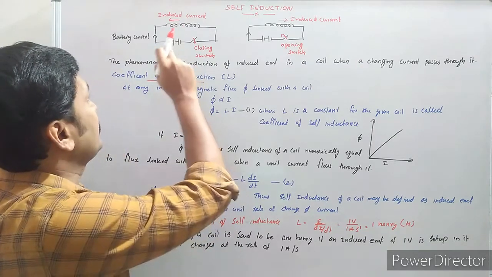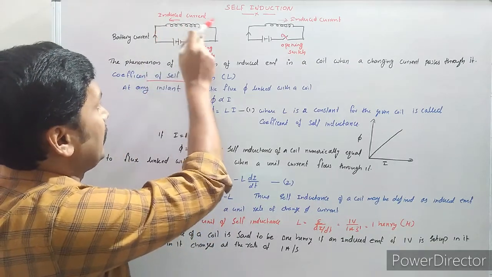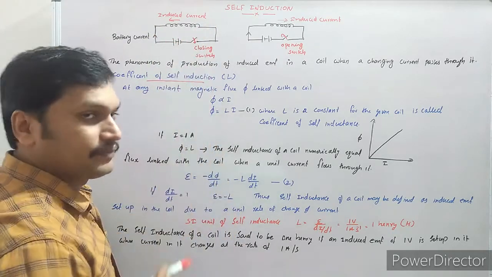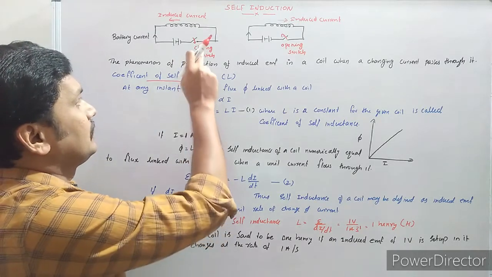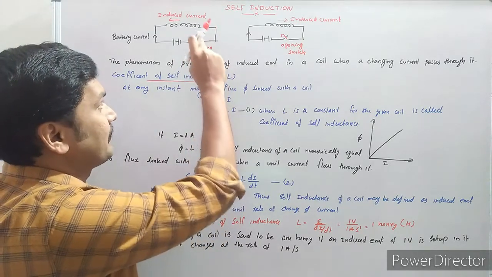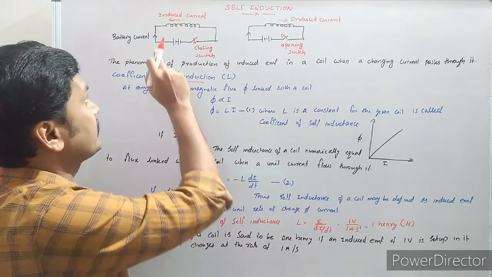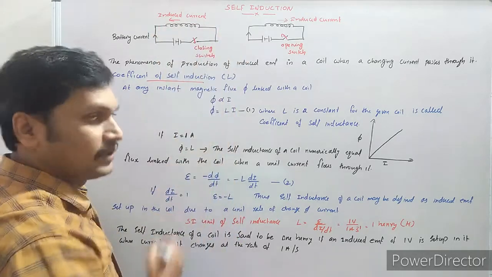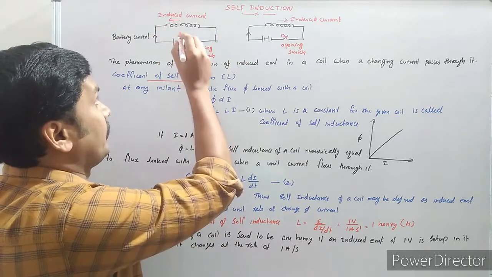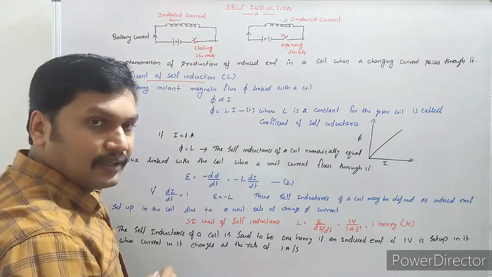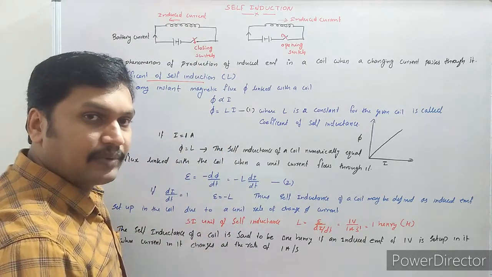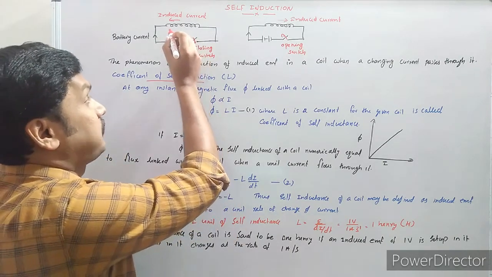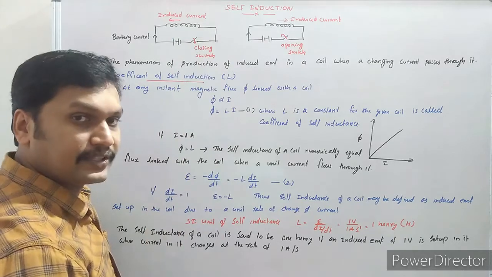For example, here we have a coil which is connected in series with a battery and a tap key. Initially, if you close the switch by pressing this tap key, the current starts flowing. The battery current is developing in this direction. Once the current starts flowing through this coil, you know that every current carrying coil produces a magnetic field. So the magnetic flux associated with this coil changes.